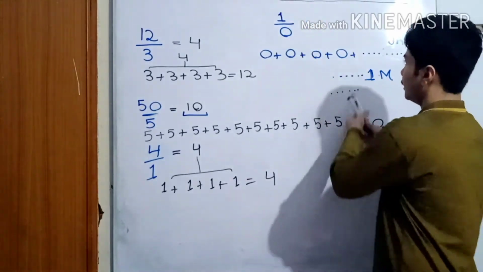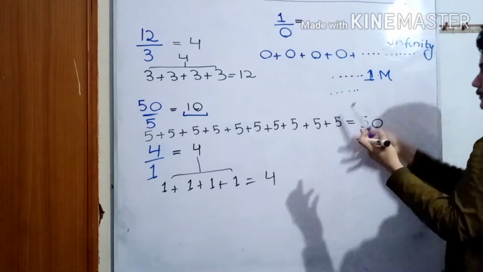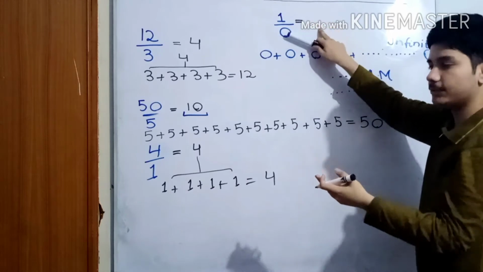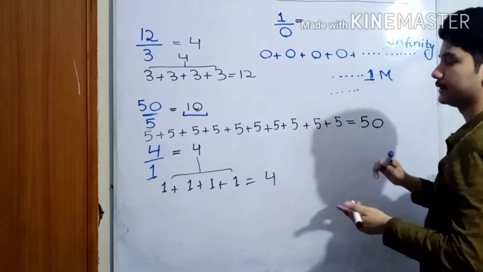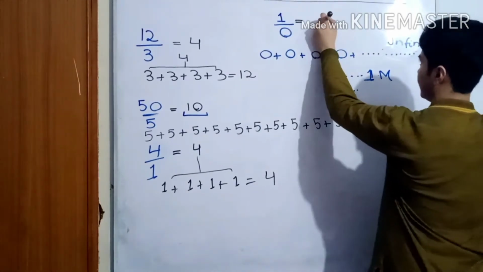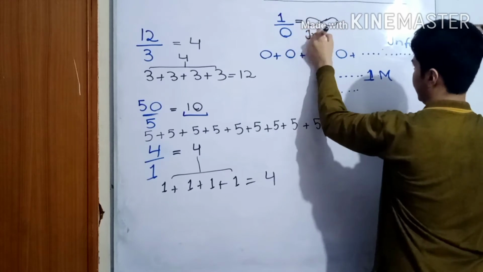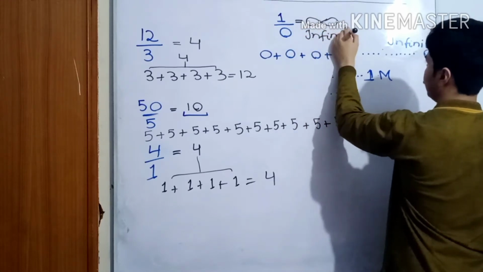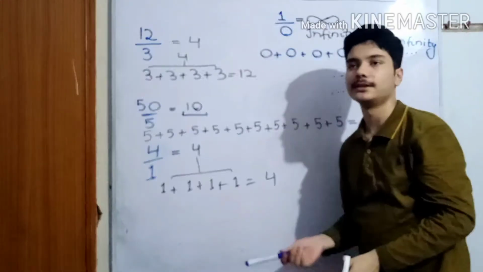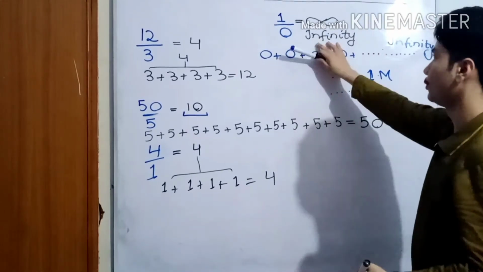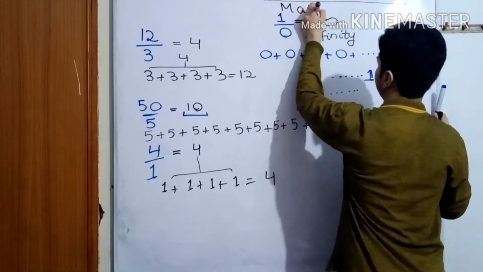So we cannot write 1,000, 10,000, 1 million, 2 million. We cannot write it. We actually just show it with a sign called infinity. This sign is called infinity. And when you use a calculator or any scientific calculator, it will sometimes show you infinity and sometimes give you a math error.